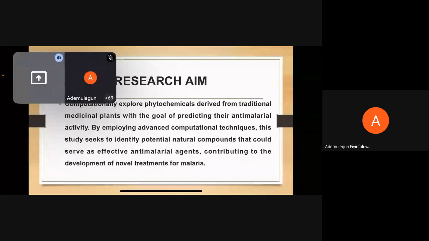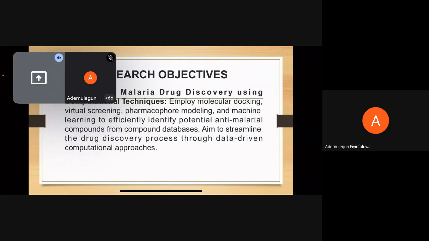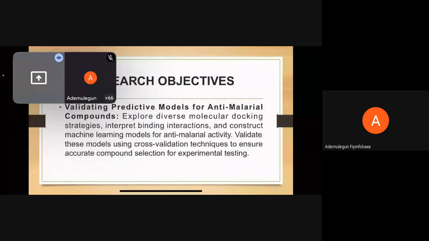So what's the research aim? The research aim is to computationally explore phytochemicals derived from traditional medicinal plants with the goal of predicting anti-malaria activity. By employing advanced computational techniques, this study seeks to identify potential natural compounds that could serve as effective anti-malaria agents, contributing to the development of novel treatments for malaria. Our research objectives are optimizing malaria drug discovery using computational techniques and validating predictive models for anti-malaria compounds.